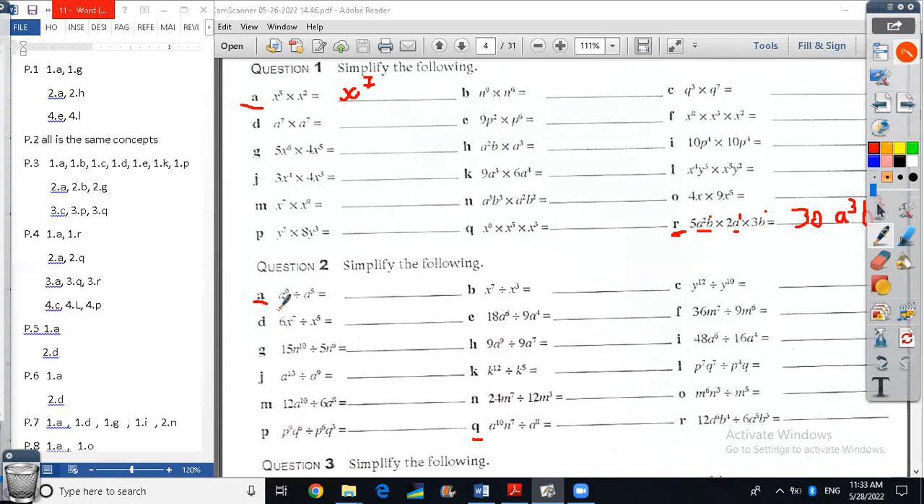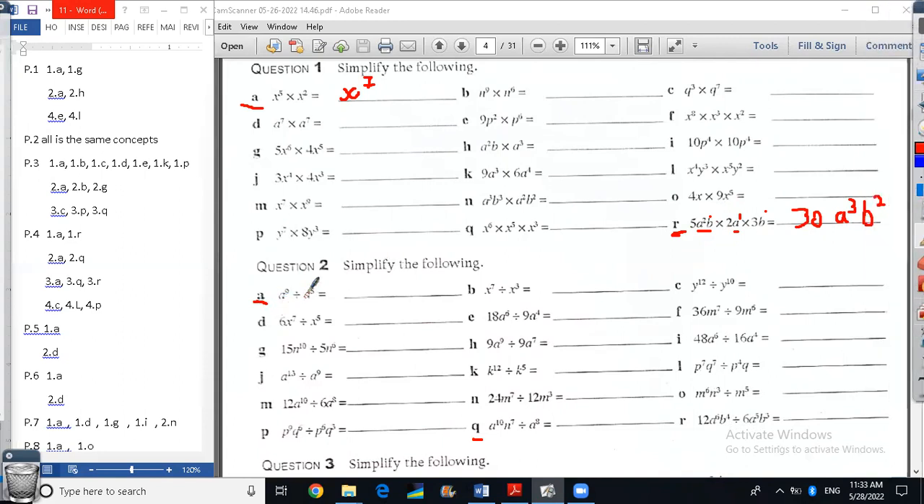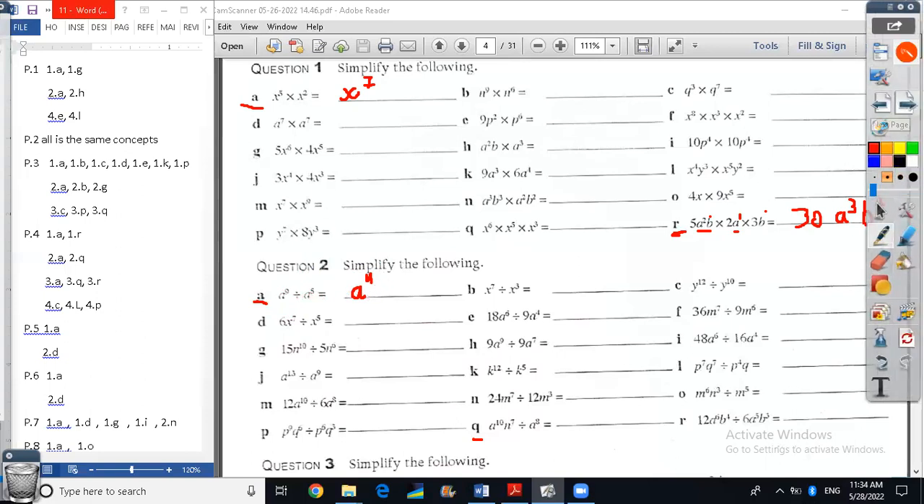Now, question 2a, a to the power of 9 divided by a to the power of 5 is equal to what? Is equal to a to the power of 9 minus 5, which is what? A to the power of 4. So in dividing variables, we subtract the powers. A to the power of 9 divided by a to the power of 5 equals a to the power of 4. All right, next.